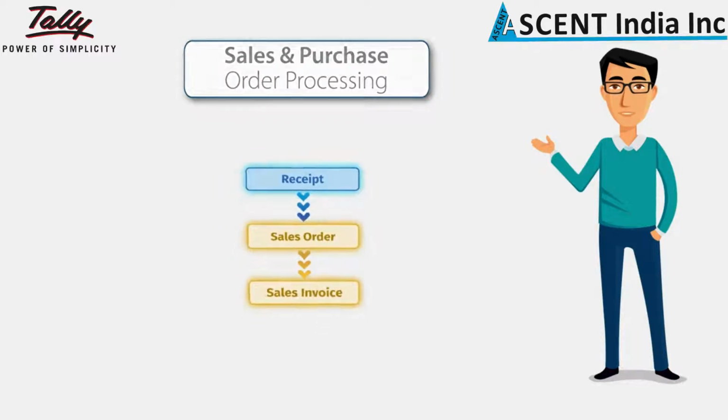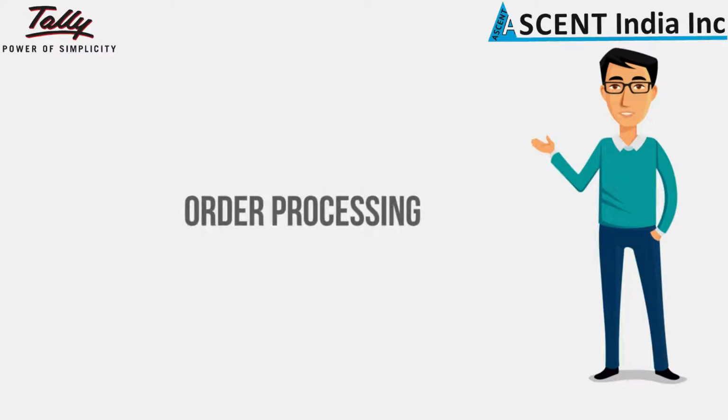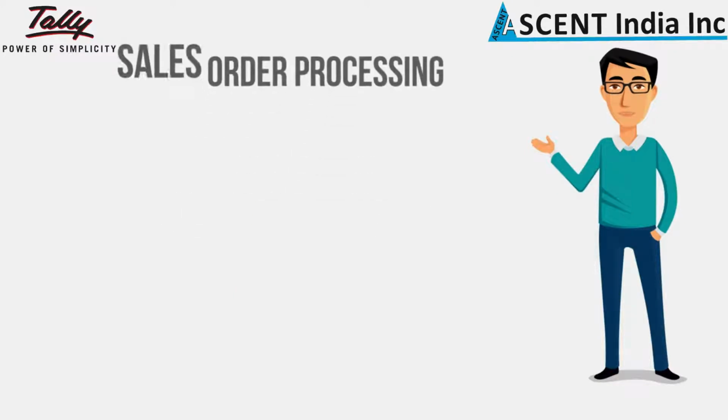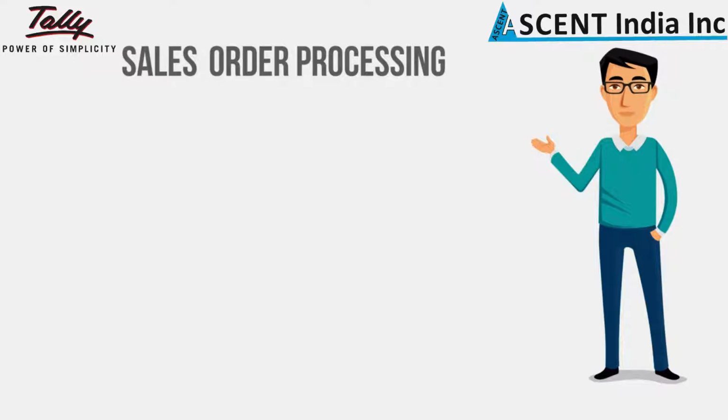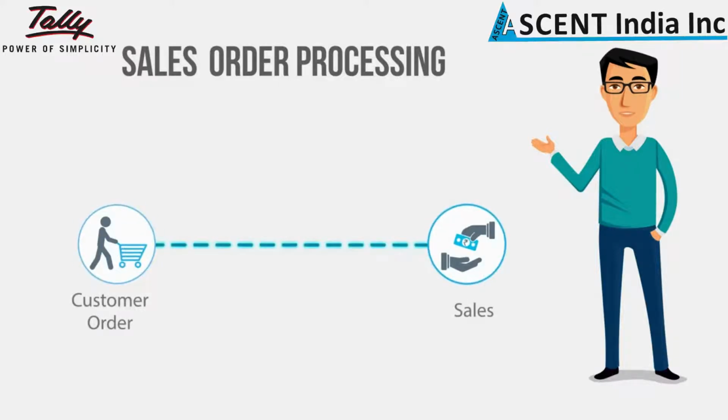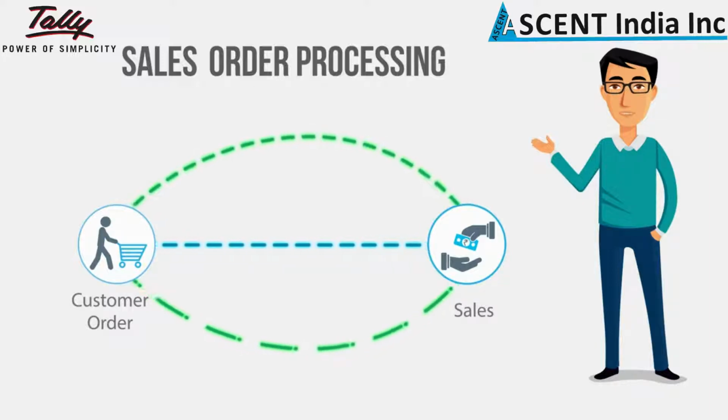Alright, let's look at order processing in Tally.ERP 9. Let's start with sales order processing. Sales order processing is the process of receiving and managing orders from customers, and it involves tracking all the events until an order is fulfilled.